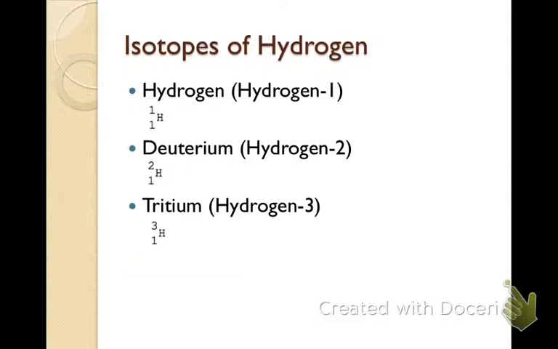Hydrogen is pretty unique. It also has many isotopes just like carbon does, except their isotopes have different names. So hydrogen 1 is just 1 for the mass number and 1 for the number of protons. So if you subtract, this actually has 0 neutrons. Deuterium has, if you take a look, 2 as the mass number, 1 as the number of protons, so that's actually 1 neutron. And the third one actually has 2 neutrons.